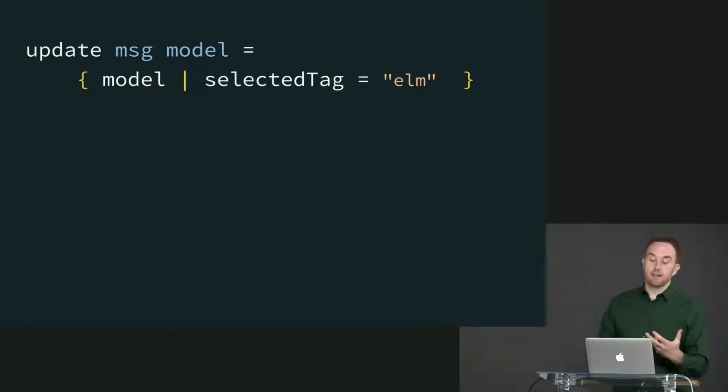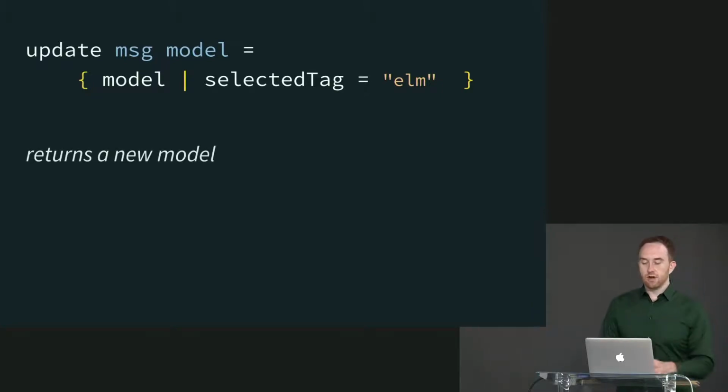Ultimately, what we want update to do here is to do something like this record update that says, I want to take my model and keep everything about it the same, except I want to change the selected tag to Elm because the user clicked on the Elm selected tag. So this is going to return a new model. And that's sort of what update's job is, to return a new model that describes the new application state.